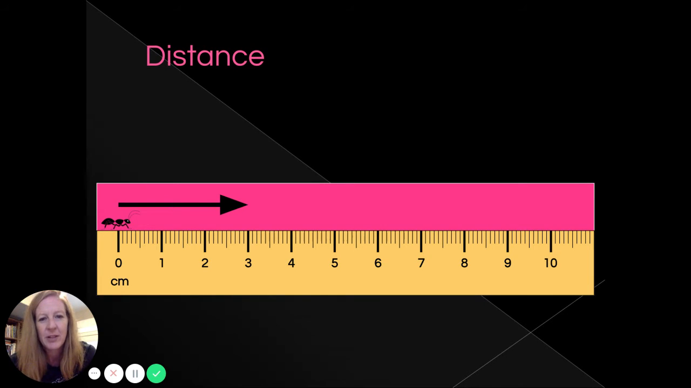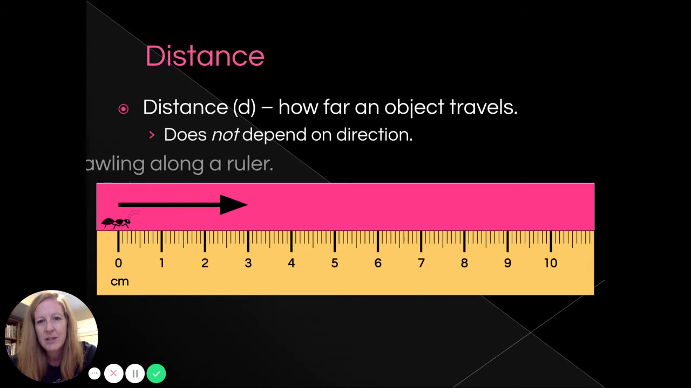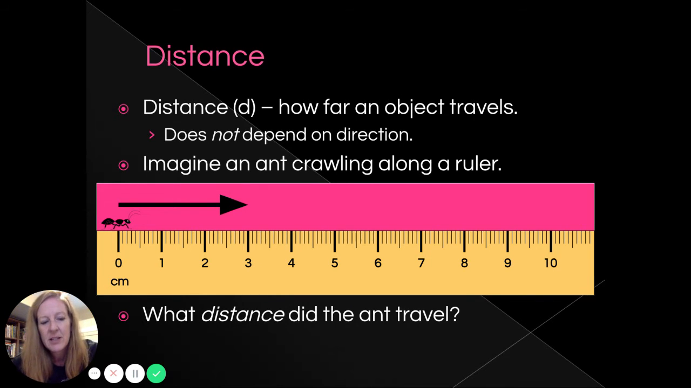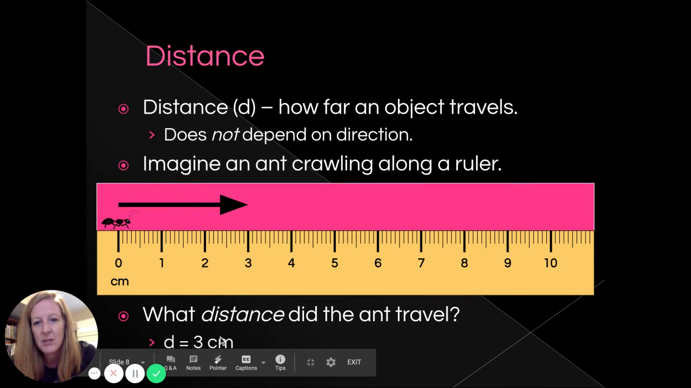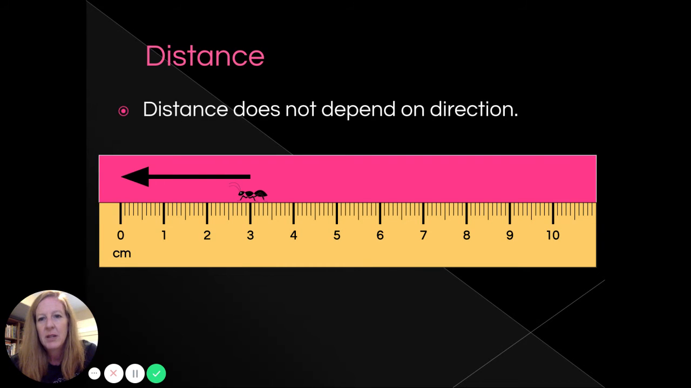So here are just a couple examples when we're looking at distance. Distance is how far an object travels. It does not depend on direction. So we've got our little ant, and our ant crawls along the ruler. This ant moves along, and he goes 1, 2, 3 centimeters. So that's how far this little ant traveled. That's his distance. Whenever we're describing something, we're going to use the units. So this is 3 centimeters, not just 3.